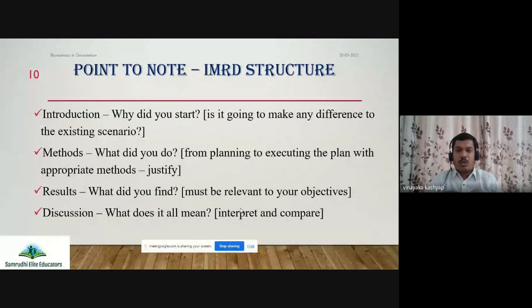Then coming to discussion. So what does it all mean? That means you are supposed to interpret your findings and then compare them with the other findings. For example, my name is Vinayak, and I'm doing a study on the prevalence of diabetes. Now there is one more doctor, Dr. Raghu, who has done a study in Bangalore. So now I want to compare: the prevalence of diabetes in my study is 10%. Similarly, a study conducted by Dr. Raghu in Kolar or in Kolkata was 12%. So that is how you are supposed to do the discussion.